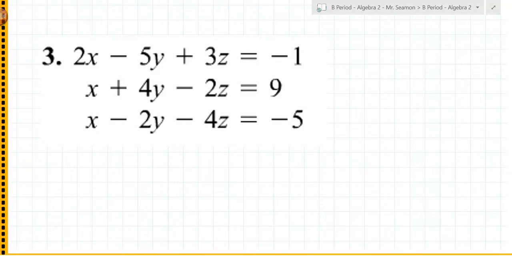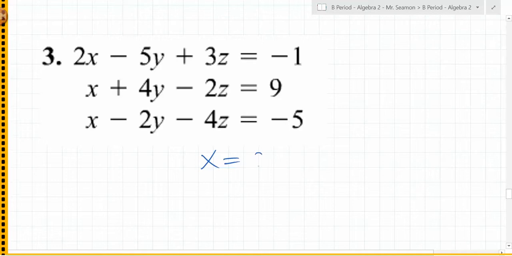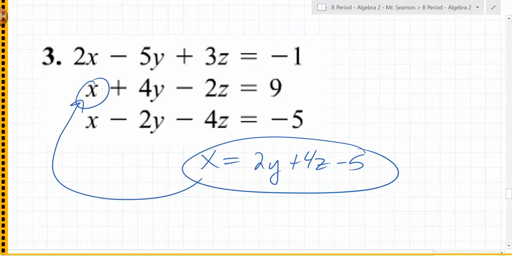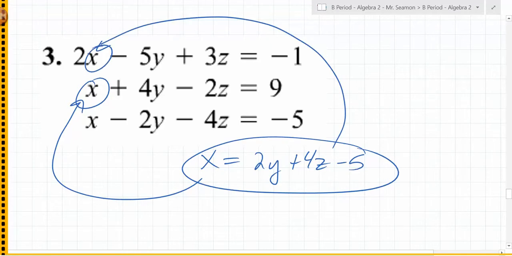So do this for me. Isolate x right now. Isolate x for me. Wait, hold on. You only need to isolate once. So on this one, what was x equal to? 2y equals minus 5. You then take this and you plug it in here, and you plug it in there.